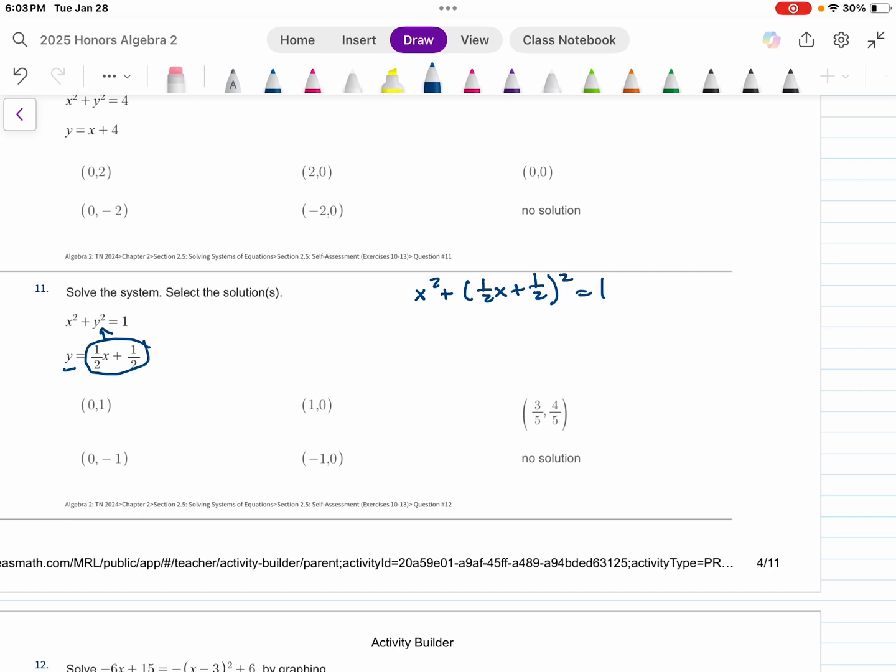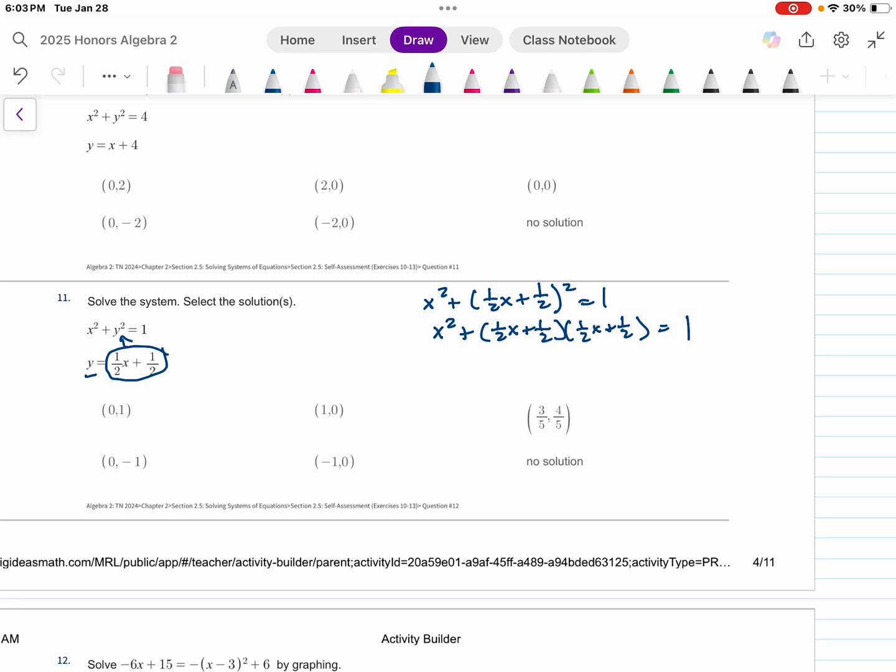We now need to multiply out that 1/2 x plus 1/2 squared. So we have x squared plus, and then 1/2 x plus 1/2 times 1/2 x plus 1/2, and that is equal to 1. And then we have x squared plus 1/2 times 1/2 is 1/4, so 1/4 x squared. Then I have plus 1/2 times 1/2 is 1/4 x, plus another 1/4 x, plus a 1/4 at the end, and that's equal to 1. We're going to go ahead and combine.